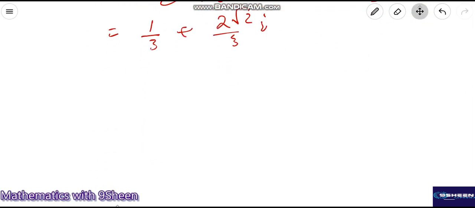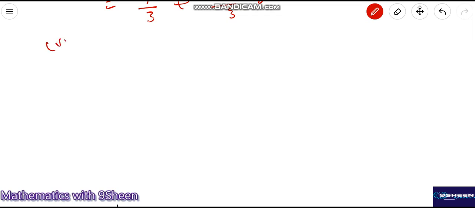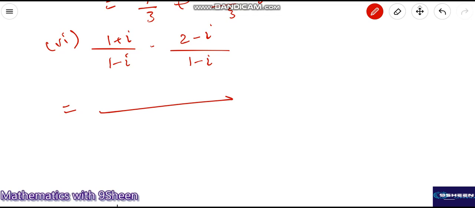Start 6 part. Sixth part is (1 plus iota) over (1 minus iota), multiplied by (2 minus iota) over (1 minus iota). First of all, solve this, multiply by this. 2 ones are 2, 2 multiplied by iota, 2 iota, 1 multiplied by minus iota, minus iota, plus minus iota square. And here is 1 minus iota: 1 ones are 1, minus iota multiplied by minus iota, positive iota square, right?